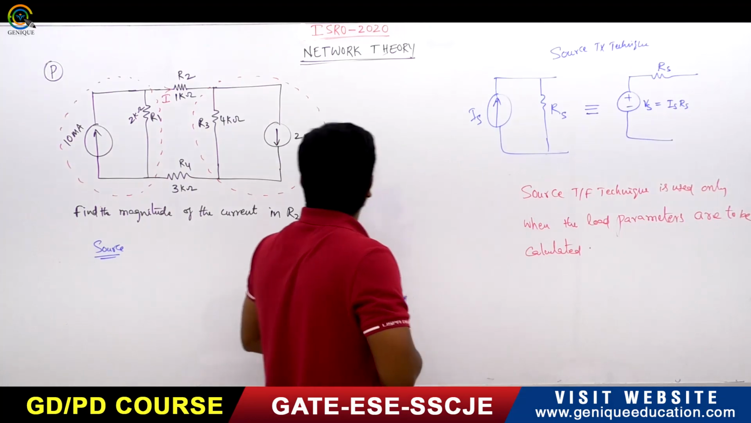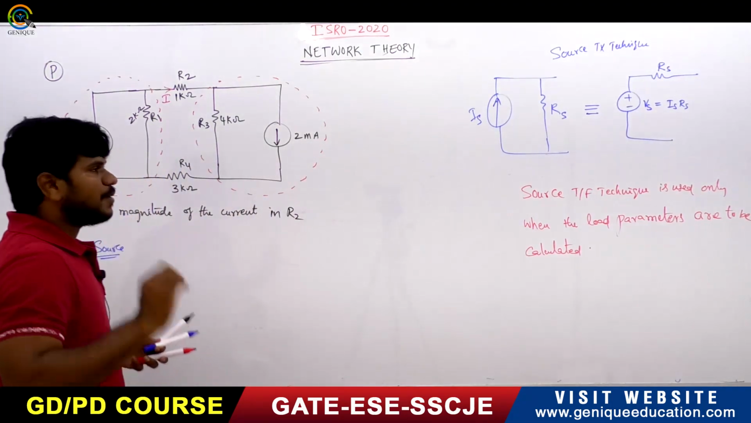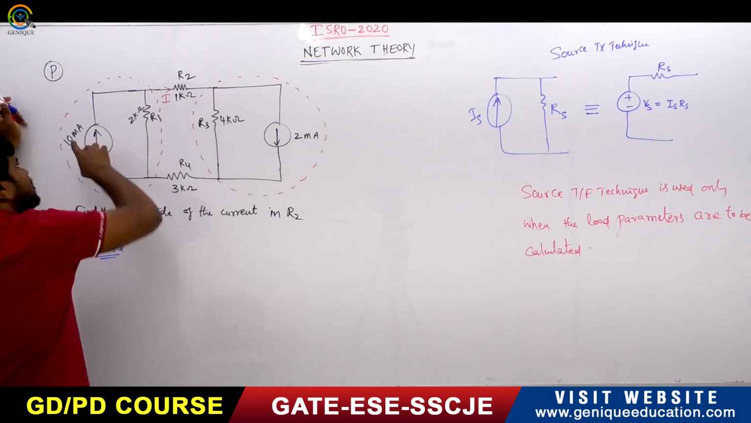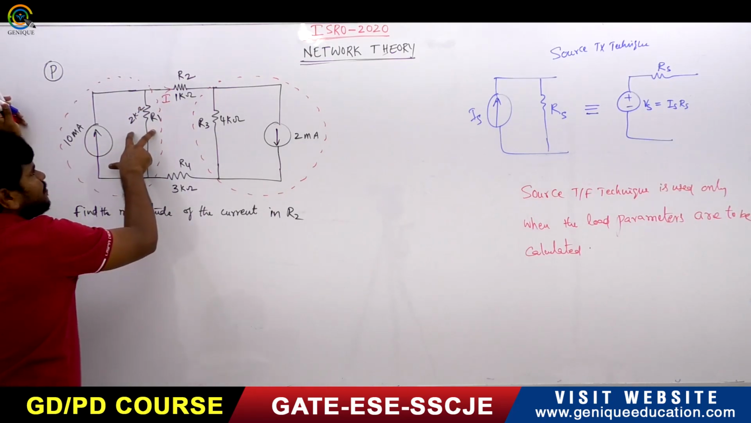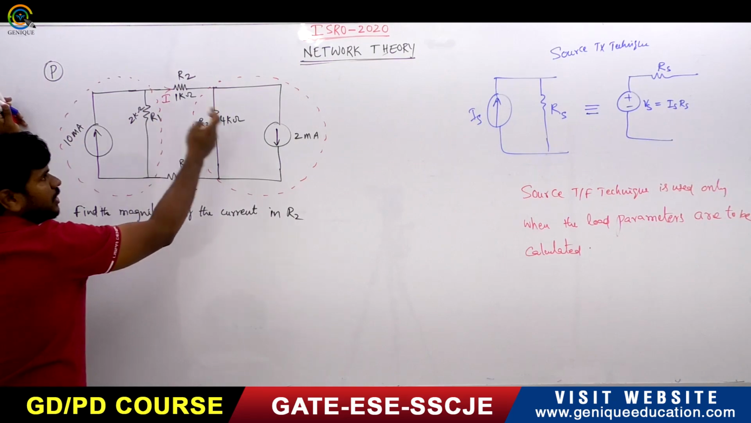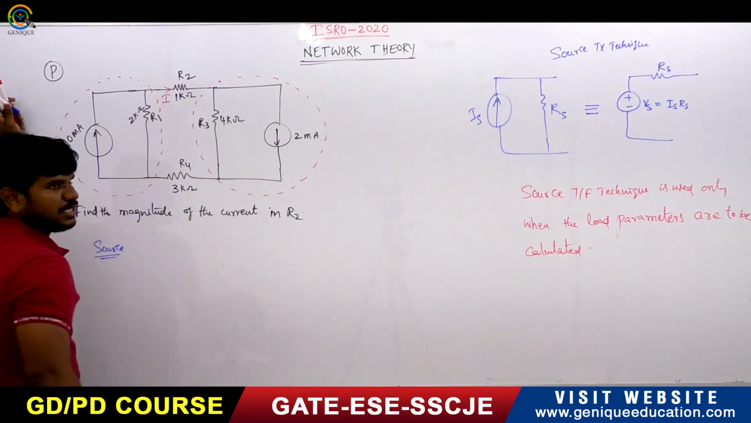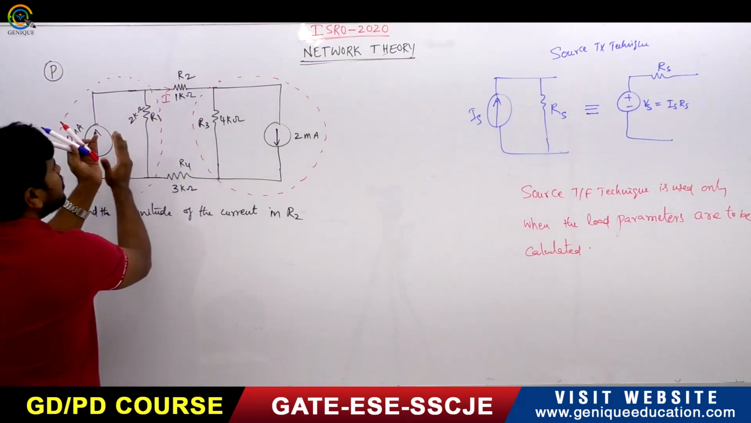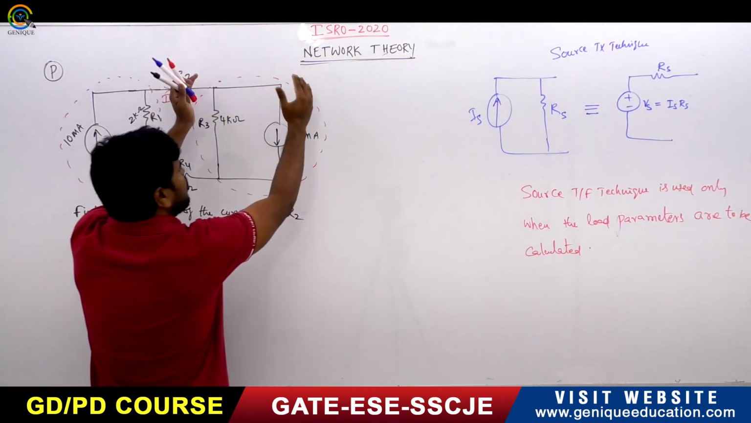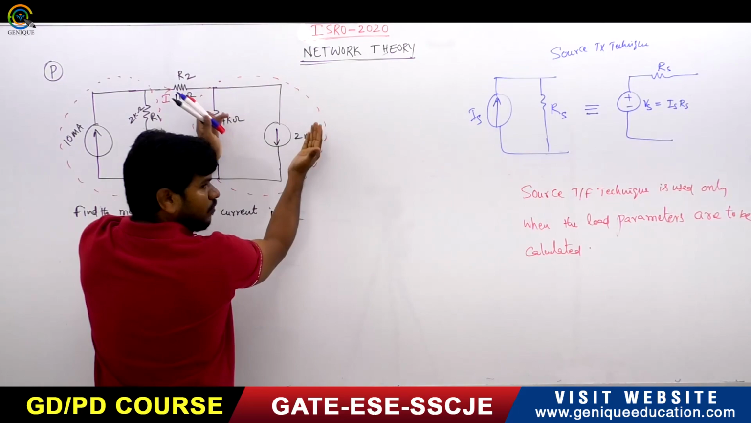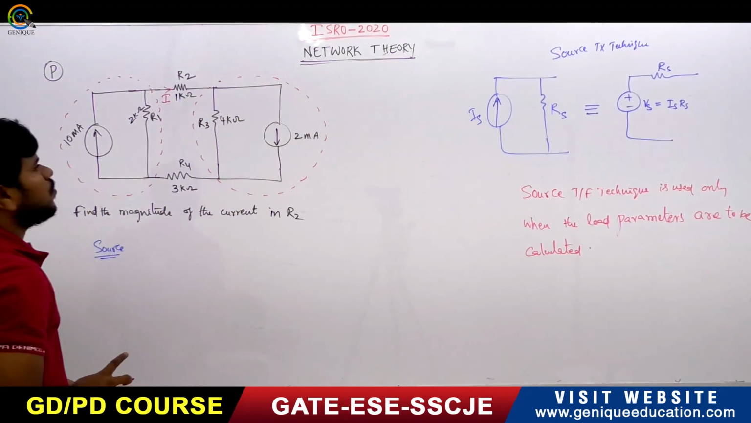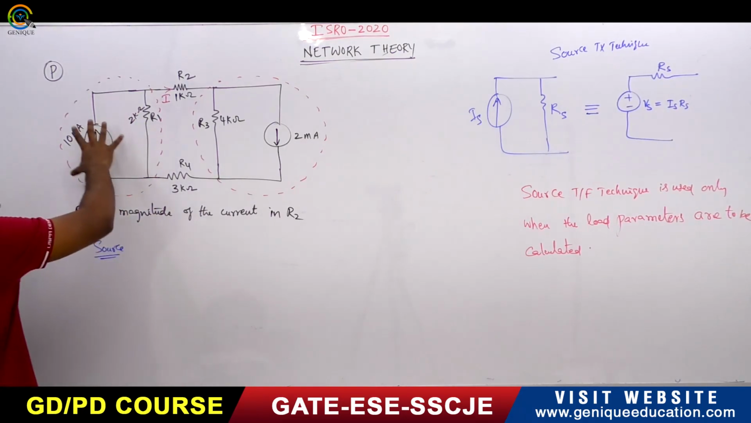Okay, if you observe this entire thing, it is one current source in parallel with the resistance. For a while I can assume this entire thing is one source and it is a load. Right or not? So now what I have to do? It is just like that.